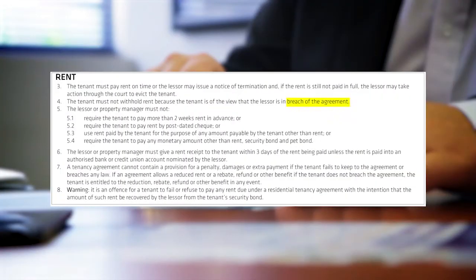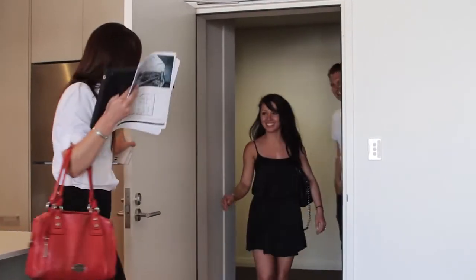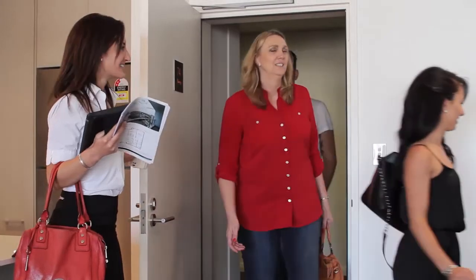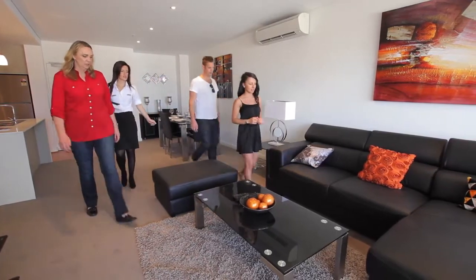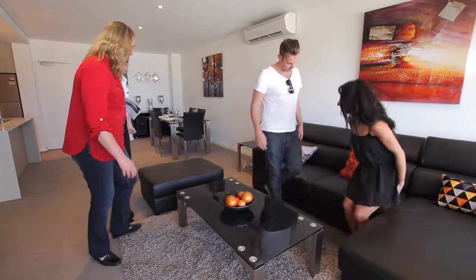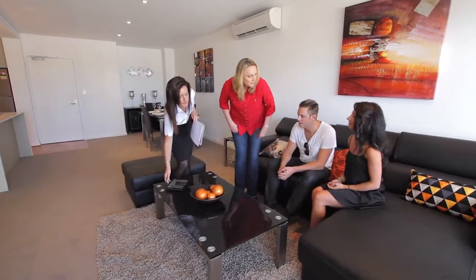The lessor or property manager must not require the tenant to pay more than 2 weeks' rent in advance, or require the tenant to pay rent by post-dated cheque, or use rent paid by the tenant for the purpose of any amount payable by the tenant other than the rent, or require the tenant to pay any monetary amount other than the rent, security bond and pet bond.